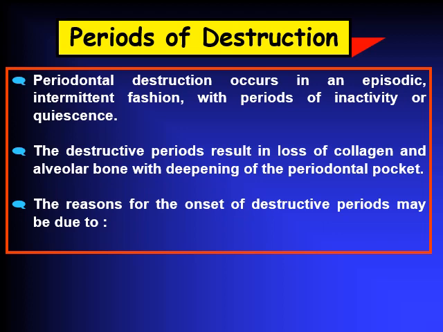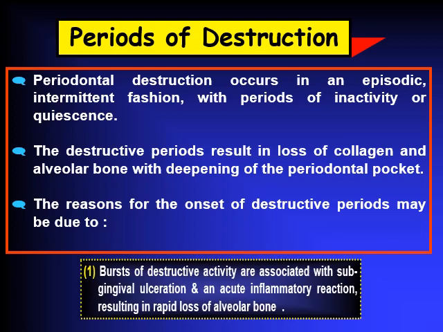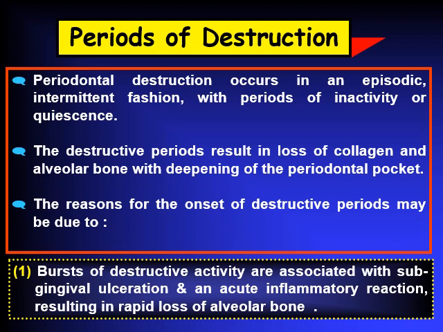Now, what are the reasons for the onset of destructive periods? This may be due to bursts of destructive activity. They are associated with what? With subgingival ulceration and an acute inflammatory reaction resulting in rapid loss of the alveolar bone. This is number one. This is a continuity with the above point.